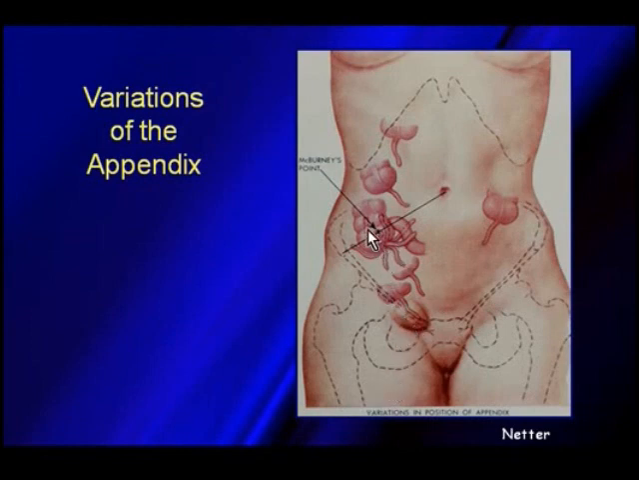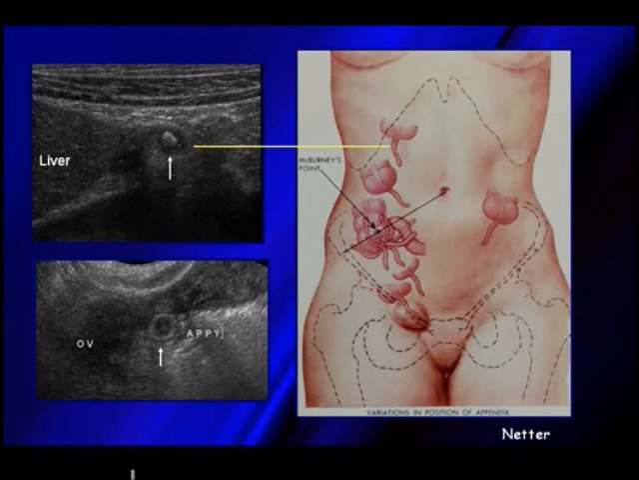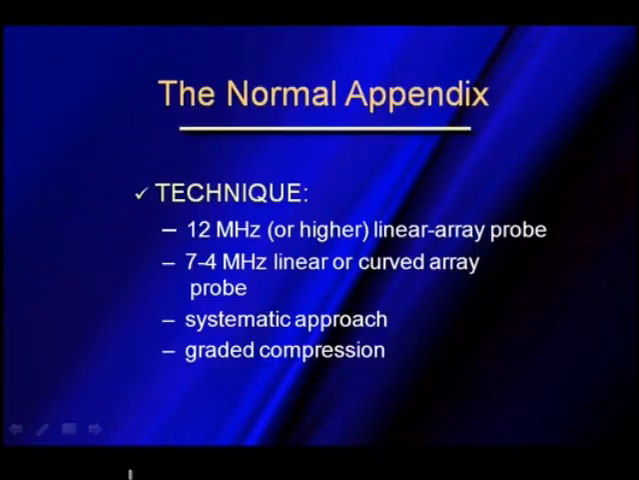A lot of times, the appendix can be retrocecal. The most common location is for the appendix to come off and head medial across this way. So here's looking at normal variations. This is a case of appendicitis that we see all clear up by the tip of the liver. This is another example of appendicitis that we found on an endovaginal ultrasound exam. So just showing you some of the variations that we can see the appendix.